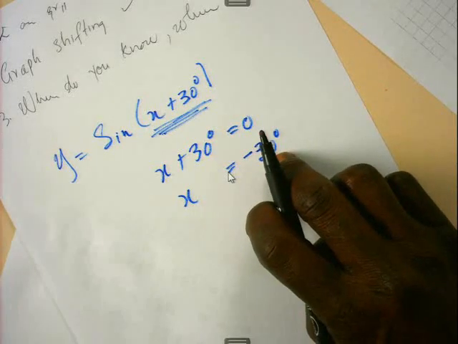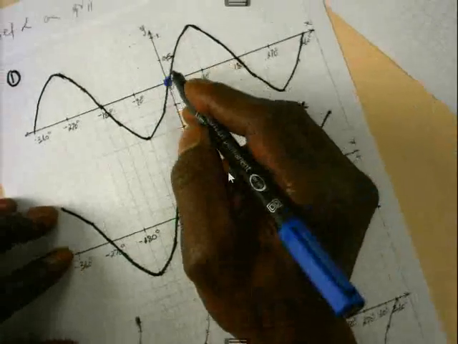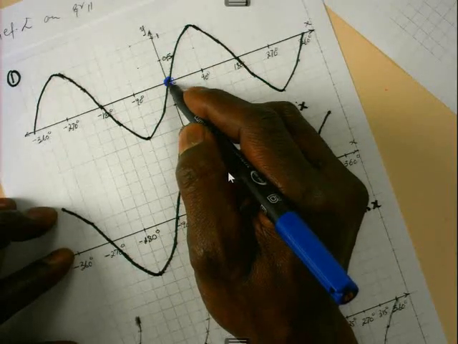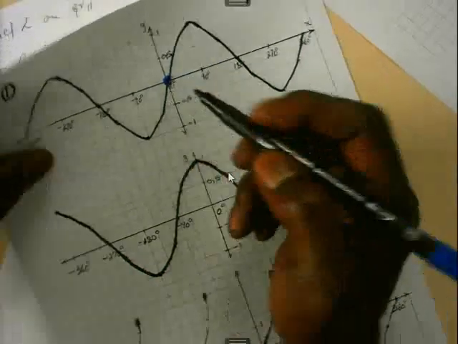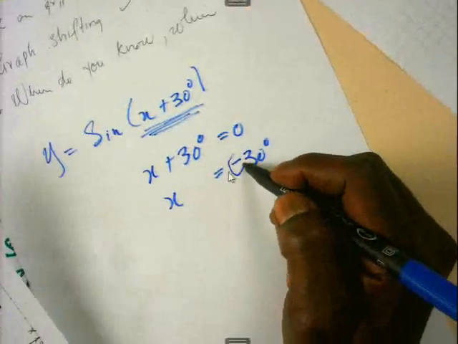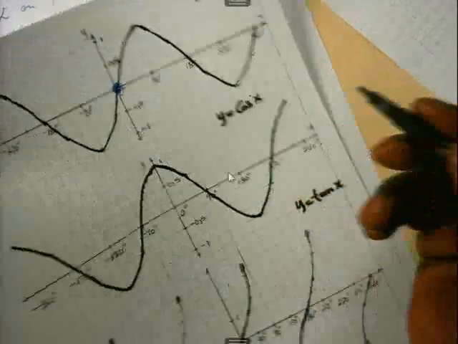It means our mother function, for every point that we are having there on the graph of y equals sine x, every point must shift to the left. Why to the left? Because of this negative sign here. Then we shift every point to the left.